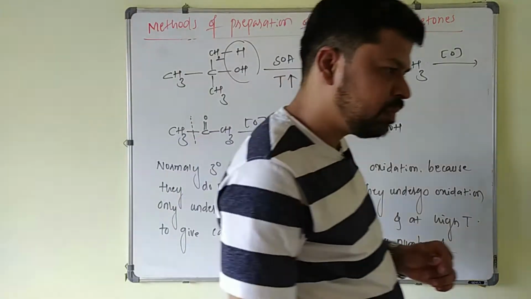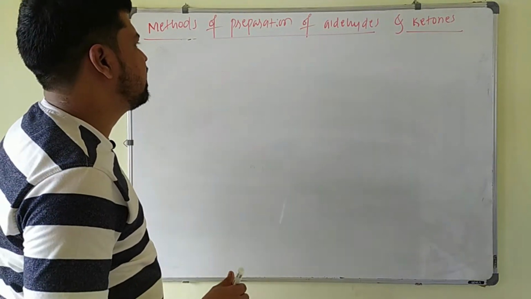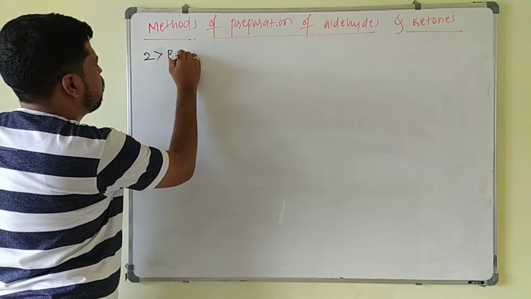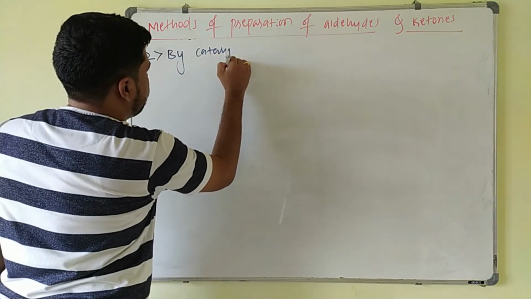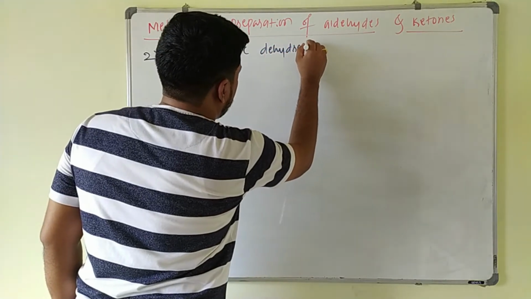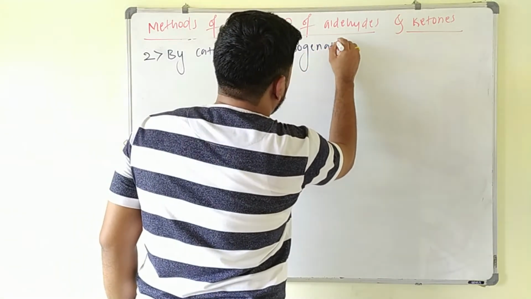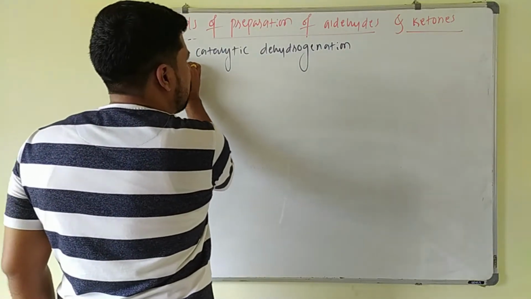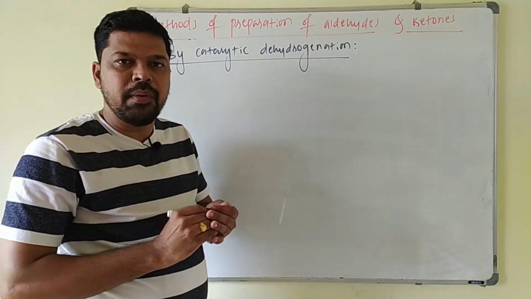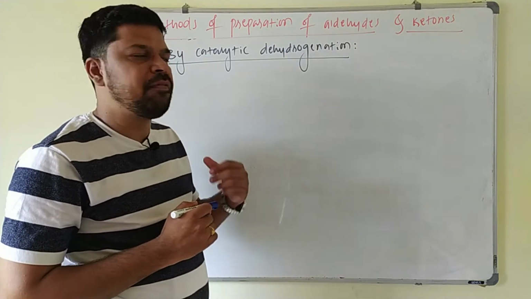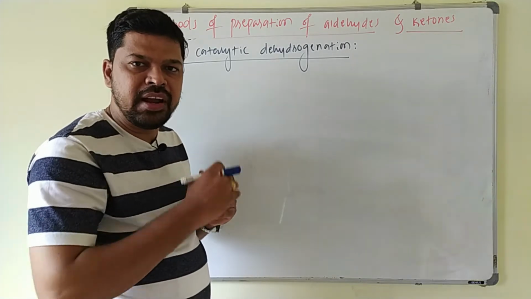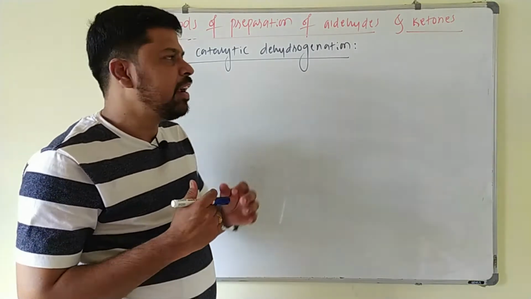Okay, next point. So the second method for the preparation of aldehydes and ketones from alcohols is by catalytic dehydrogenation of alcohols. Simply what you have to do is, in this method, whenever the primary and secondary alcohol vapors are passed over heated copper at 573 Kelvin, they will undergo dehydrogenation, so that the primary alcohols are converted into aldehydes and secondary alcohols are converted into ketones here.